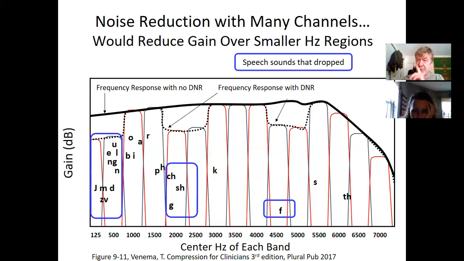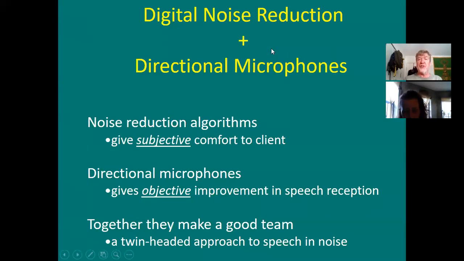But always remember, reducing the gain in any one channel or in any series of channels reduces the gain for not only the noise in that channel, but it also reduces the gain for the speech in that channel. That's the main point to look at. Digital noise reduction and directional microphones. Here's our transition slide, going into the second half of this morning's Zoom session. Digital noise reduction and D-mics.